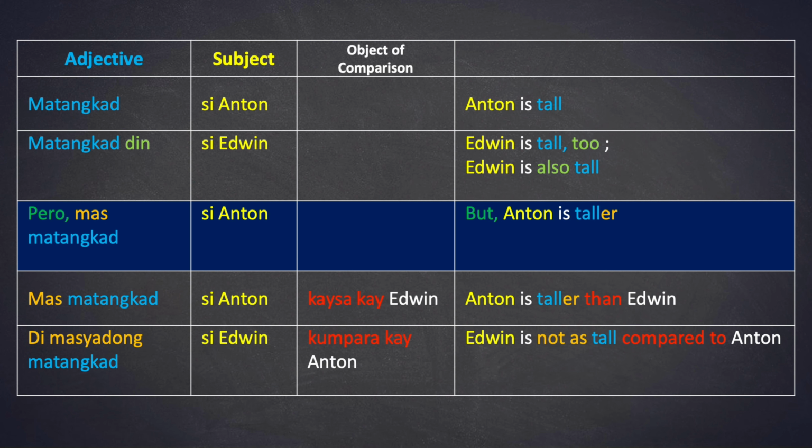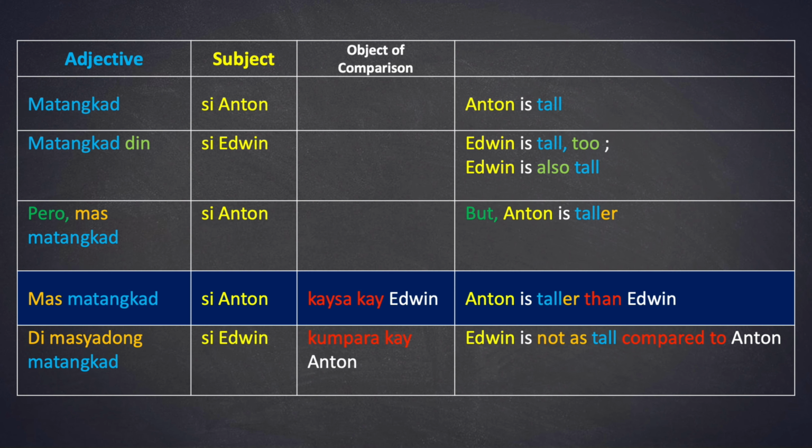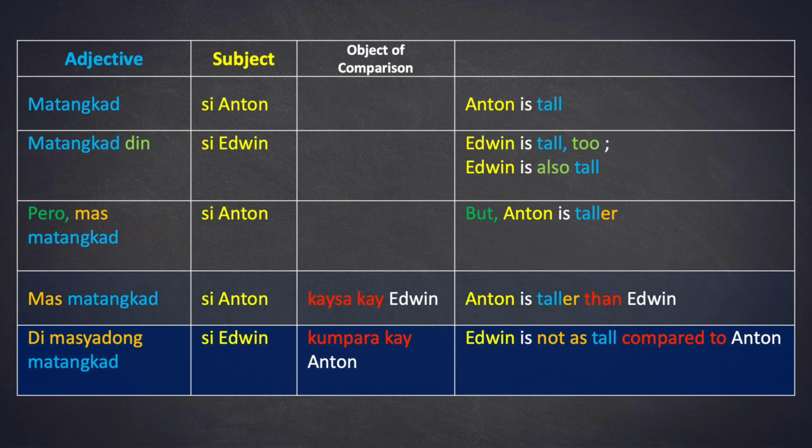But Anton is taller. Mas matangkad si Anton kaysa kay Edwin. Anton is taller than Edwin. Di masyadong matangkad si Edwin kumpara kay Anton. Edwin is not as tall compared to Anton. Ayos ba? So far, so good.